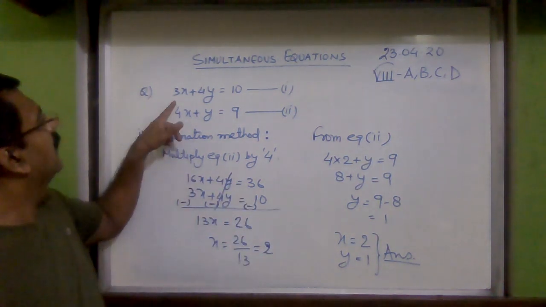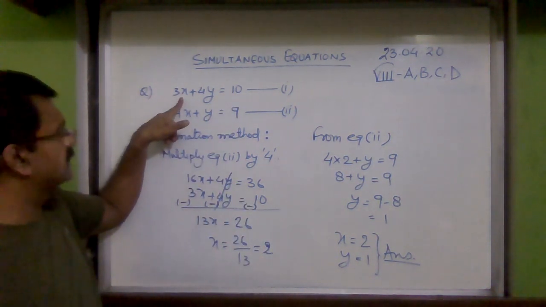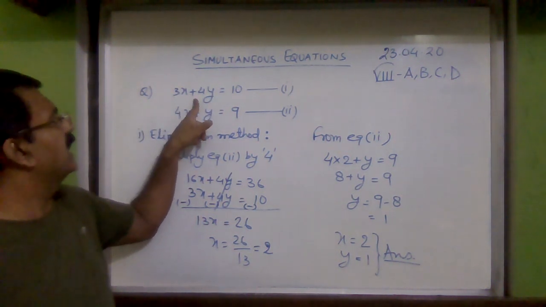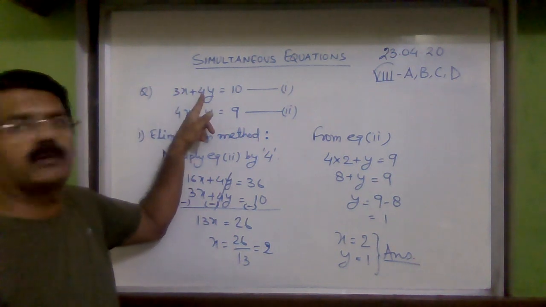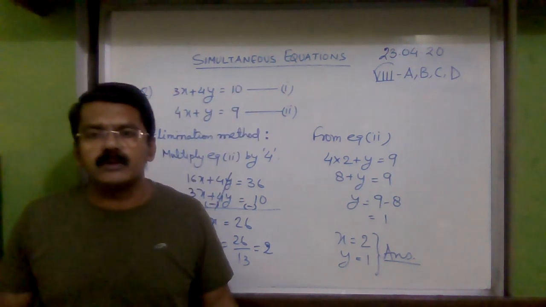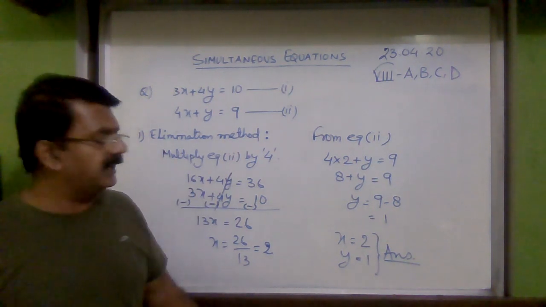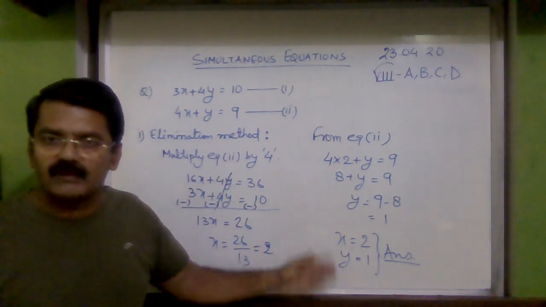For example, in this first equation, if you put x is equal to 2 and y is equal to 1, then 3 times 2 is 6, plus 4 into 1 is 4. 6 plus 4 is 10, and on the right hand side also you are having 10. So you can see the first equation is verified with these values of x and y.